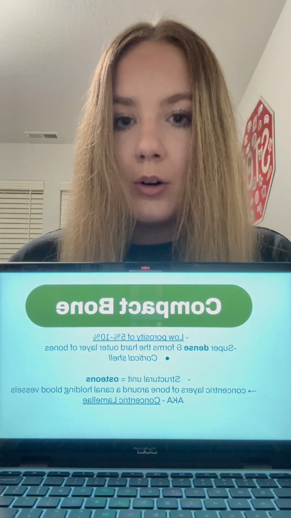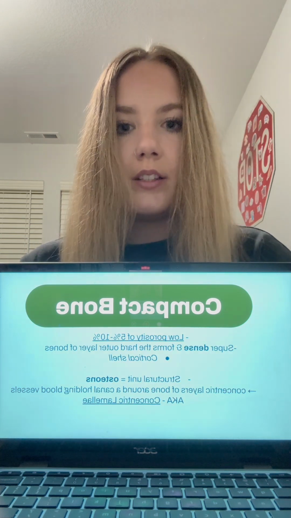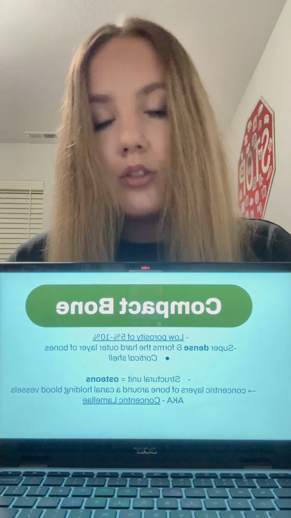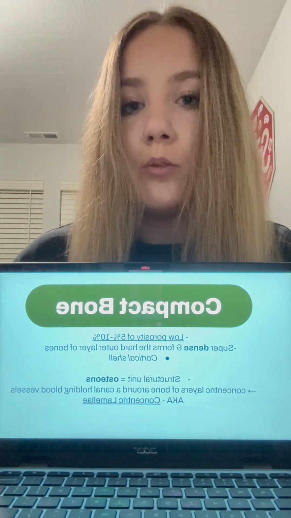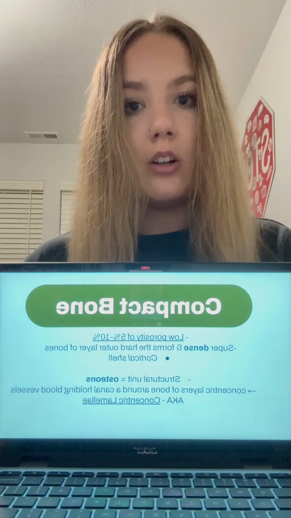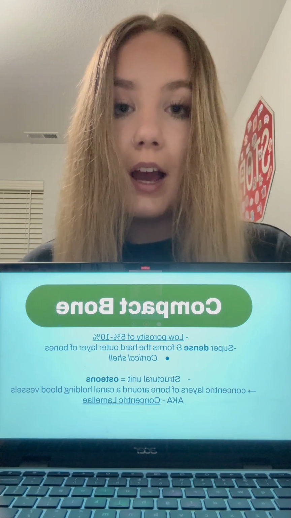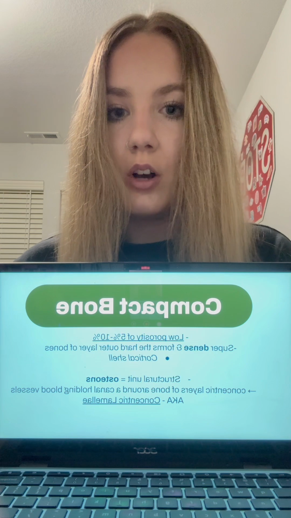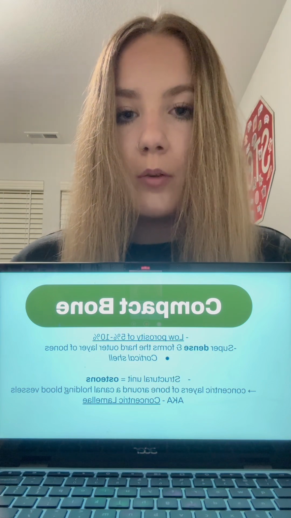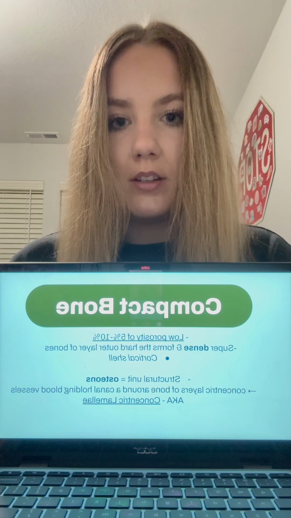The thing that you need to know is with compact bone, it has a very low porosity. So this porosity is about 5 to 10%, which means that it's super, super dense and hard. This type of bone you can see in the outside layers of the bone, which is called the cortical shell. But what's super important to know about this type of bone is its structural unit.